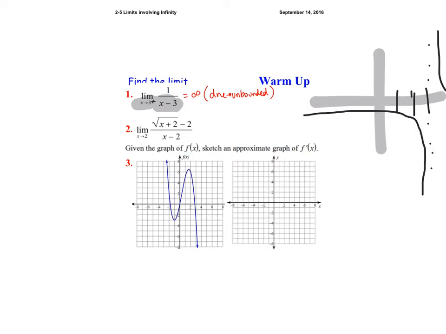Which means that if you approach 3 from the positive side, meaning you're approaching it from this side, then you should be at infinity. For the second one, we're going to do the conjugate, and the reason why is because when you plug into the denominator, it becomes 0. So plug in the conjugate and see if you can find the limit.